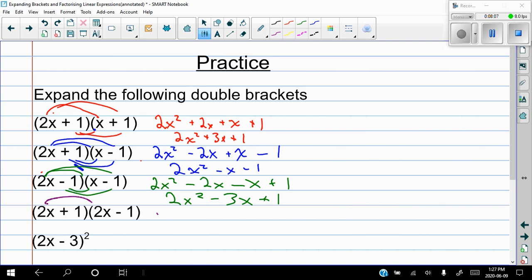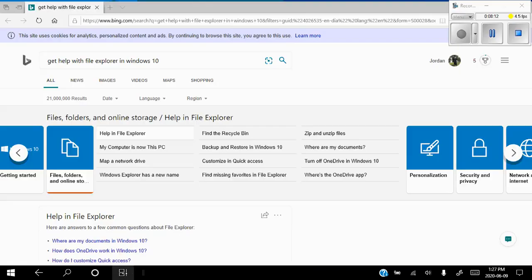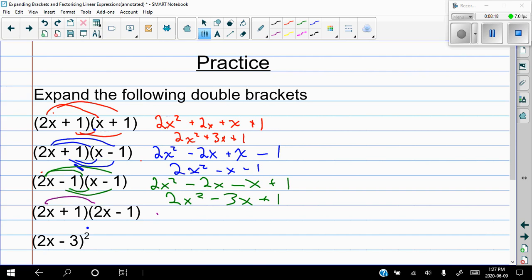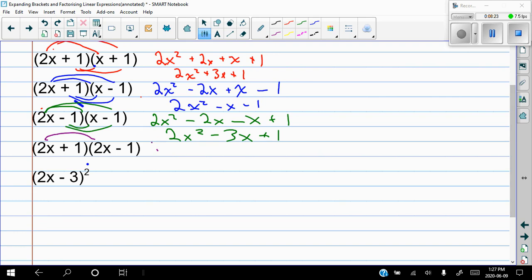So we're doing 2x times 2x, which is 4x squared. Then we have 2x times negative 1, which is negative 2x. 1 times 2x, which is 2x. And 1 times negative 1, which is negative 1. So in the end, we're going to get 4x squared minus 1. Those two middle terms are going to cancel each other out.